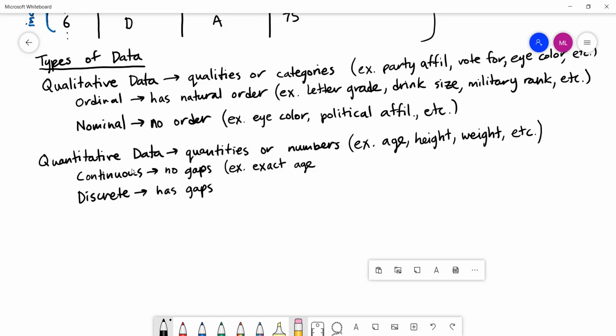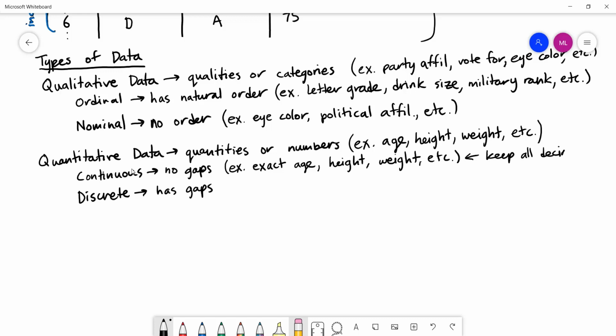We age continuously. So exact age, exact height, exact weight, right, etc. If I care about the decimals, so we are keeping all the decimals, we're treating that as continuous. On the other hand, most of the time, if I ask you how tall you are, you won't tell me that you are 68.23794 ... inches tall. You'll just say, "Yeah, I'm 5'8". I'm 68 inches tall, 5'8"."